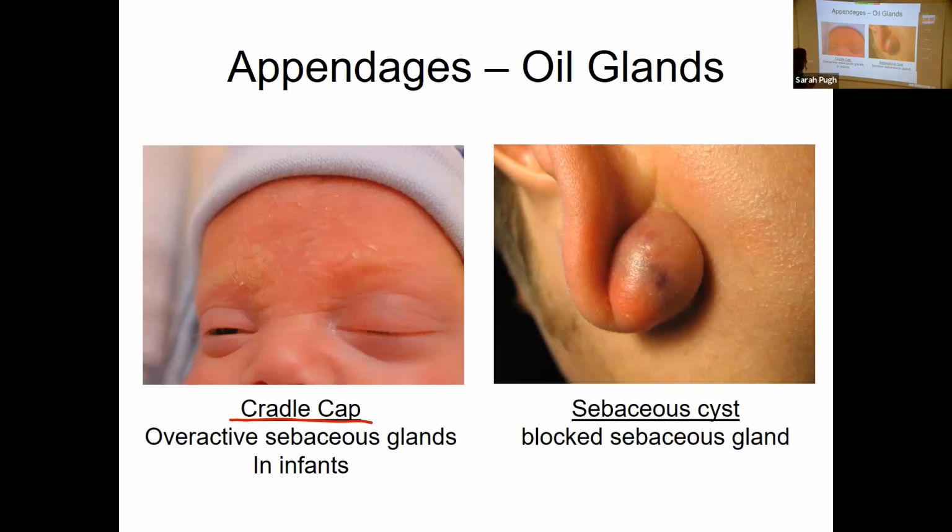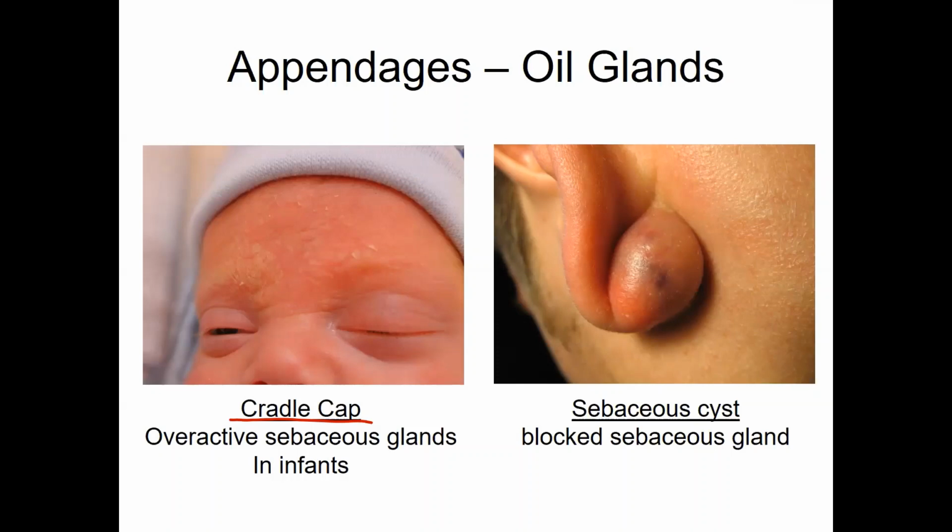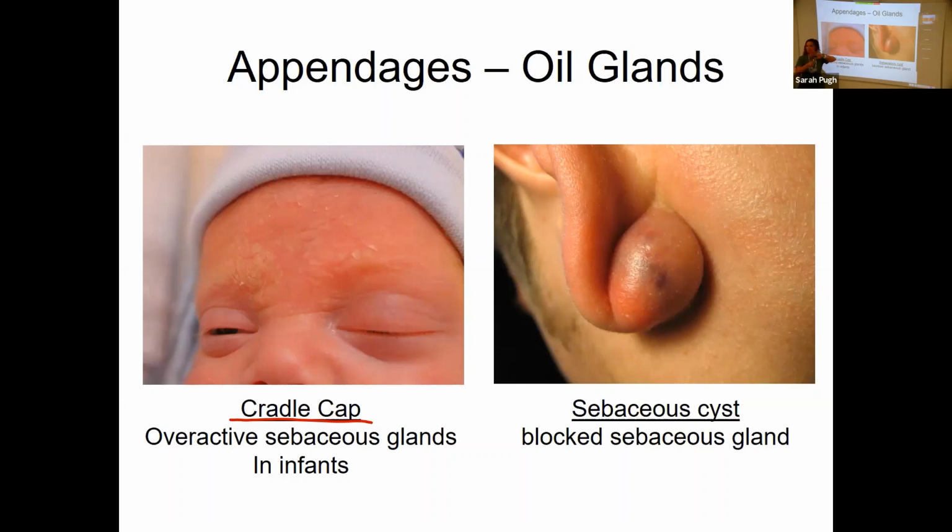So with cradle cap, if you don't know what it is, cradle cap is when the oil glands that are on the scalp become overactive and they produce way too much oil. And what you end up with, and you can kind of see them on here, are these really scaly patches.